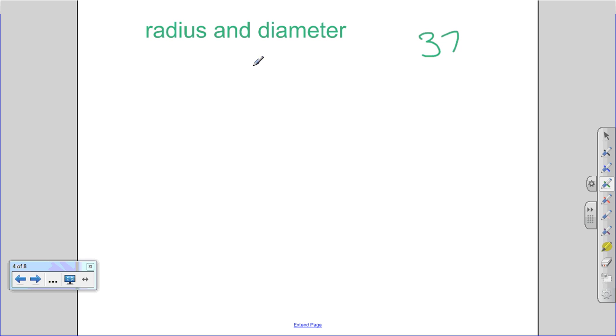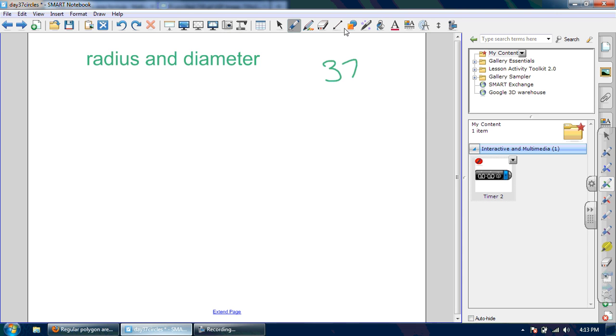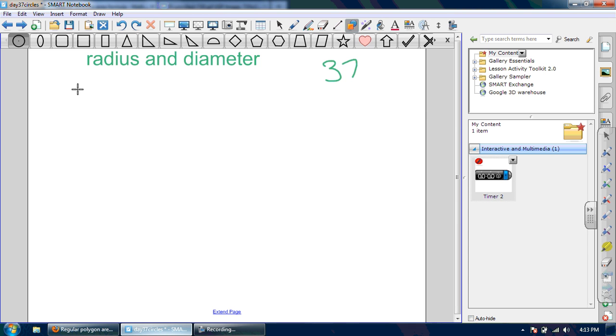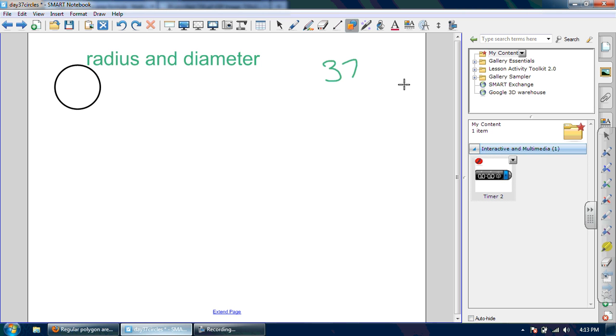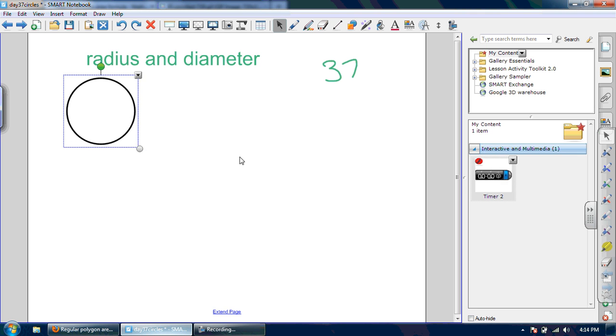So let's do some formulas with them. Radius and diameter. We're still going to go on page 37, so this can just go right underneath everything we've already done. We're going to make another circle. Don't make the circle too big. It just has to be big enough that we can look at. Actually, maybe a little bigger. So now if I make a point in the center and draw it out, and I call this length 4.